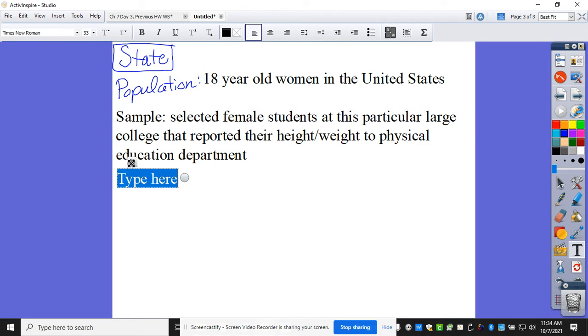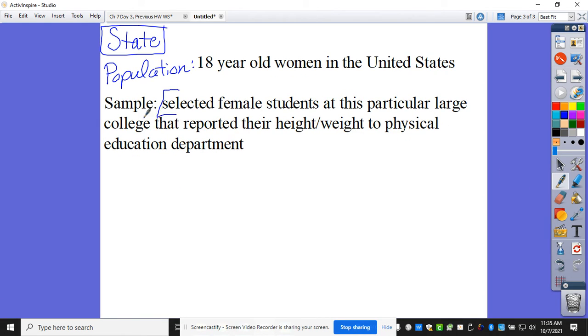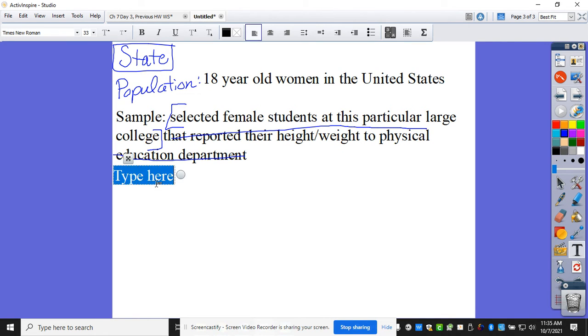Questions on population versus sample there? Does the sample have to have reported their height and weight? I am fine with this one because the ones that were selected were the ones that did that. And so not writing this part, the problem implies that part, and I'm fine with that. All right, so what's my next part? Which is what?